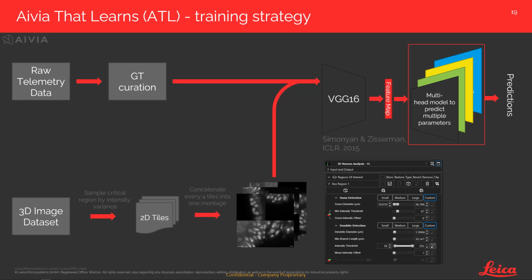So we train a model that learns the relationship between the feature map, the image fingerprint, and the correct parameters for image segmentation. That is deployed into Aivia, and as a user, all you have to do is press the button that says automatic image analysis determination, and that will give you the right parameters for segmentation.